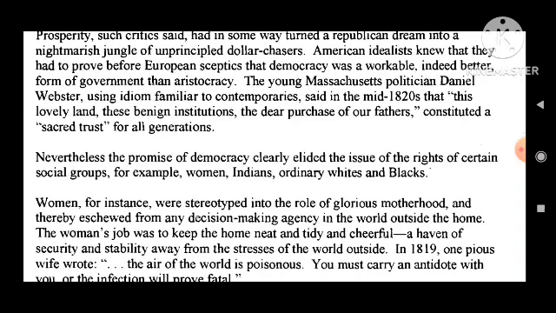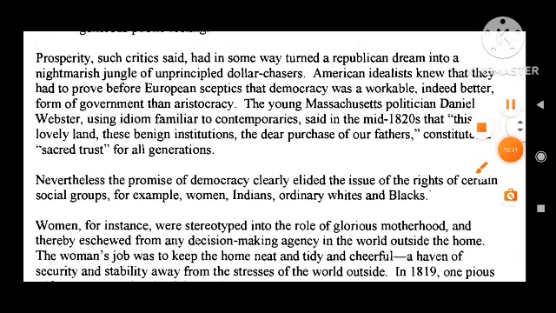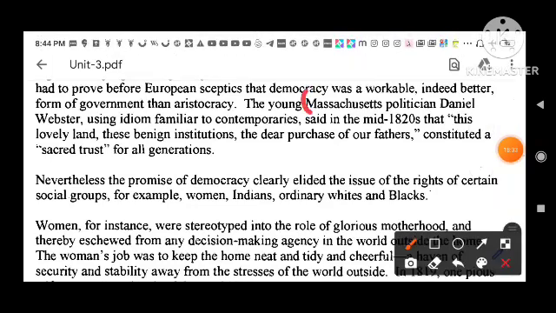So, who said this? The Massachusetts politician Daniel Webster said this. Here you can see the patriotic mood of the American people, in the idiom familiar to contemporaries.